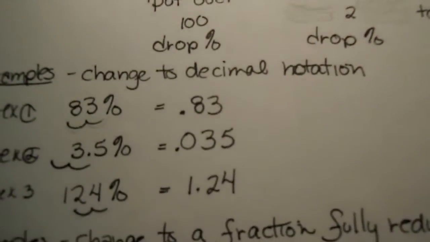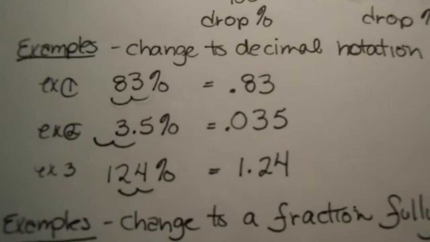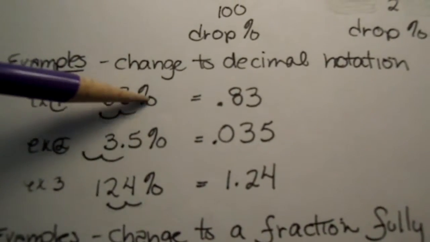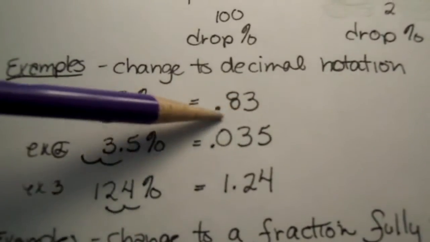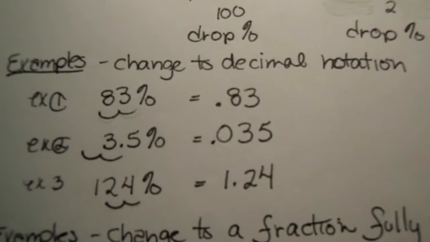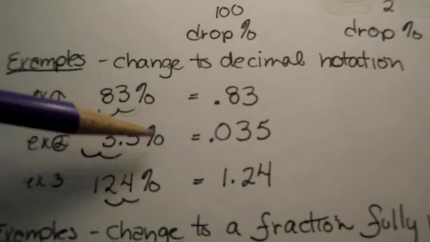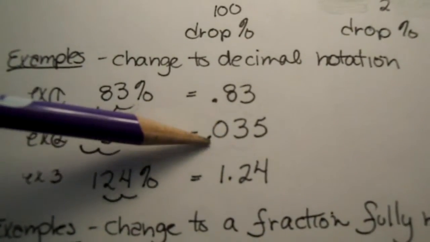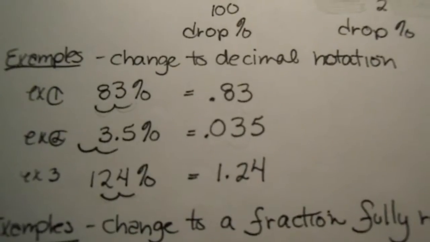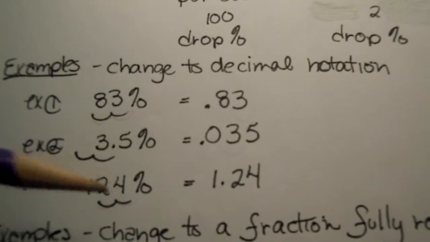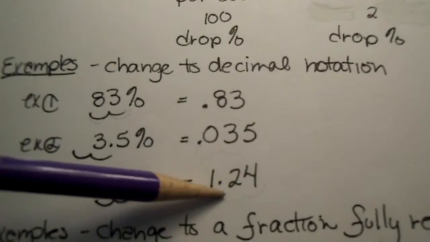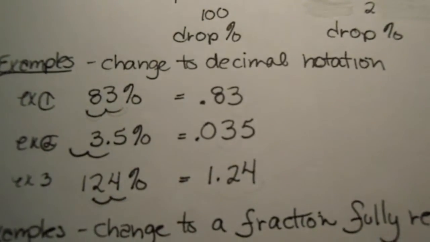So taking a look at some problems, here we go. These change to decimal notation. I have 83%. All I need to do is drop that percent sign and move my decimal over 2 spots, so I have 0.83. Here I want to drop the percent sign, and I'm going to move that decimal over 2 places, so it's 0.035. 124%, I drop the percent sign, I move my decimal over 2 spots to the left, and I have 1.24.